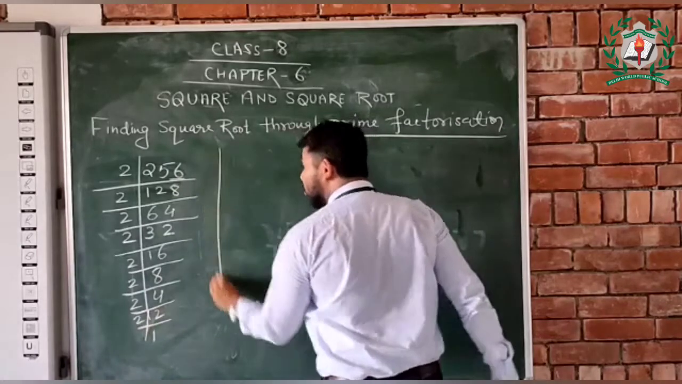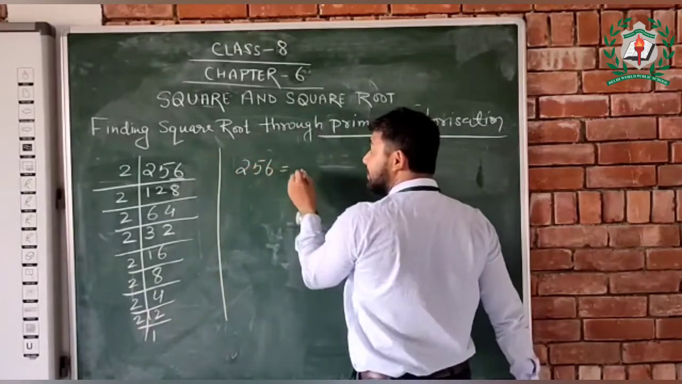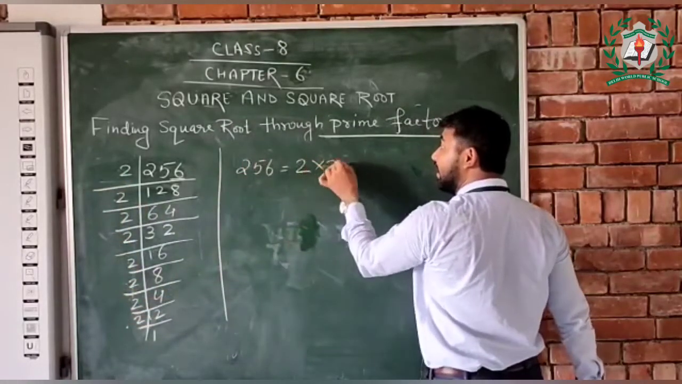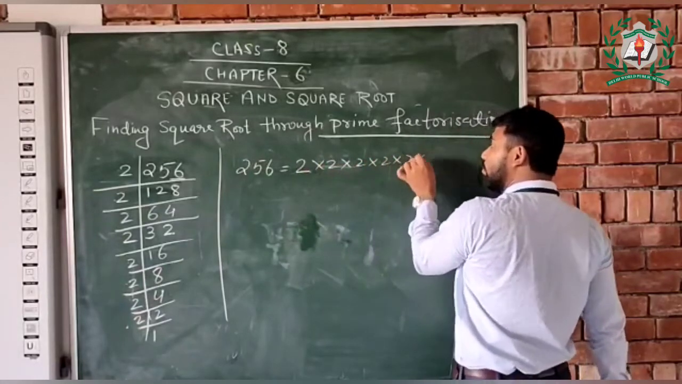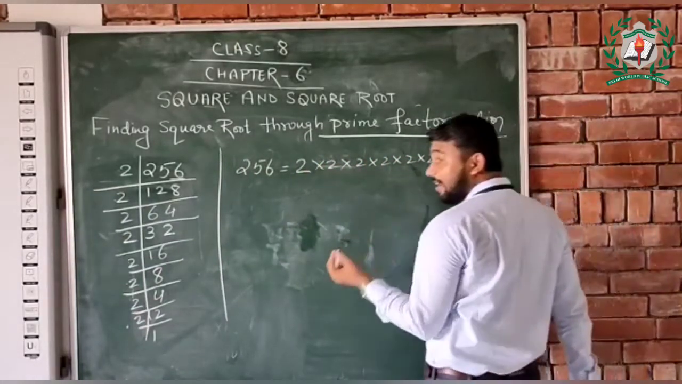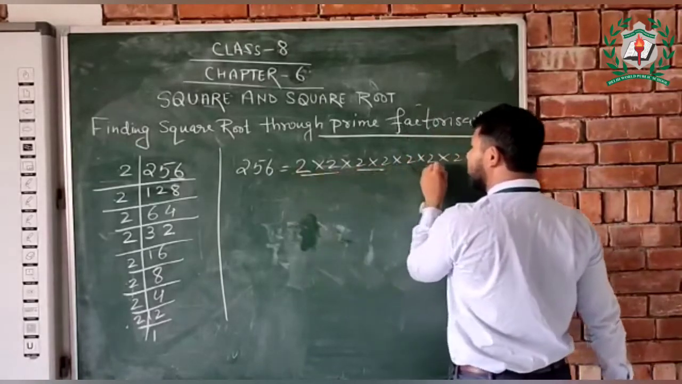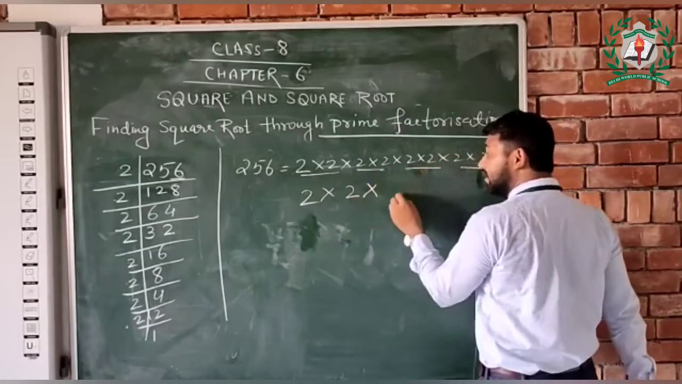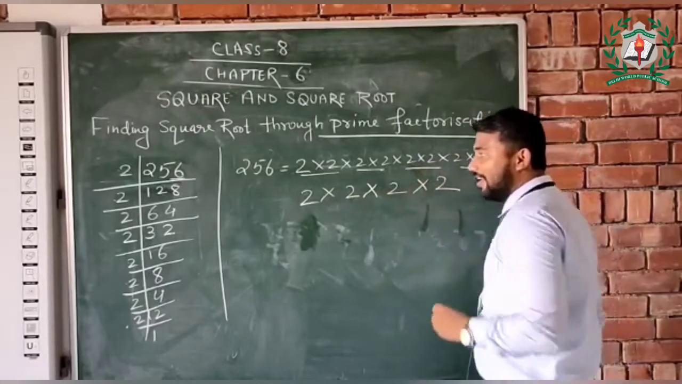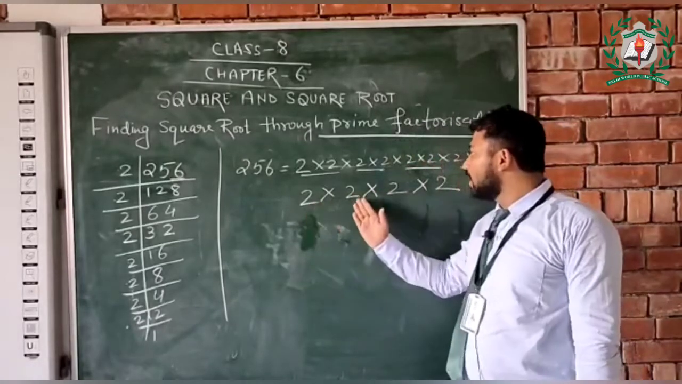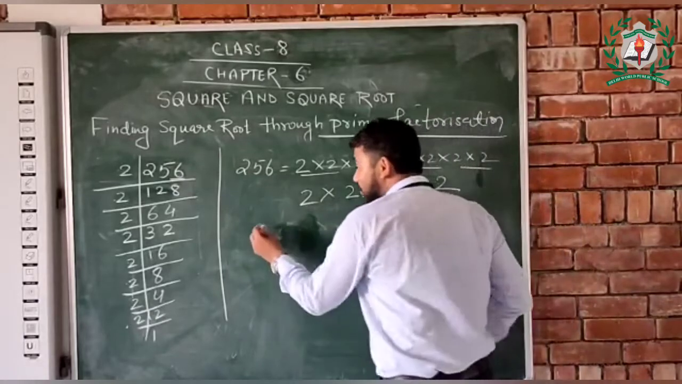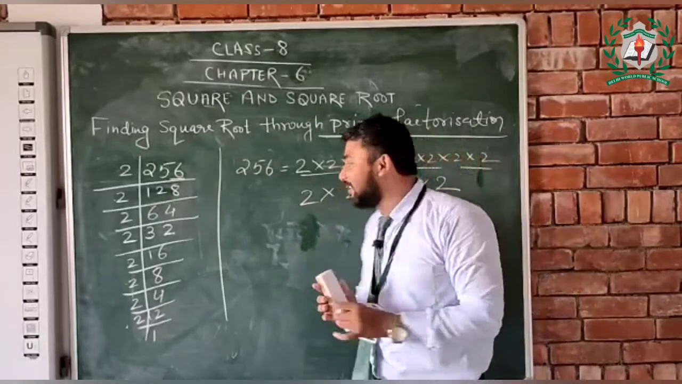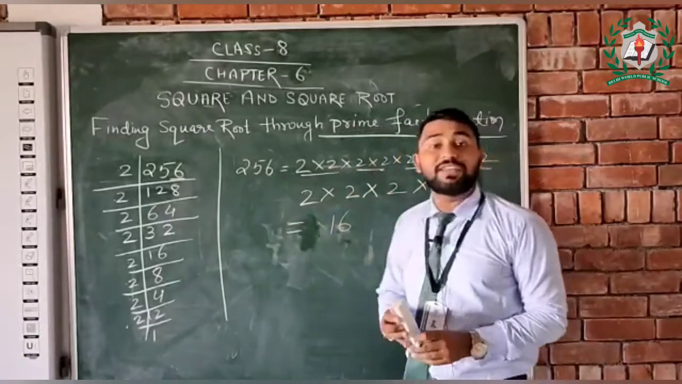So you can write 256 as a product of 2s. How many 2s are there? 1, 2, 3, 4, 5, 6, 7, 8. Total 8 2s. Make pairs of 2: 1, 2, 3 and 4 pairs. Select one 2 from each pair. So 2 times 2 is 4, times 2 is 8, times 2 is 16. The square root of 256 is 16.